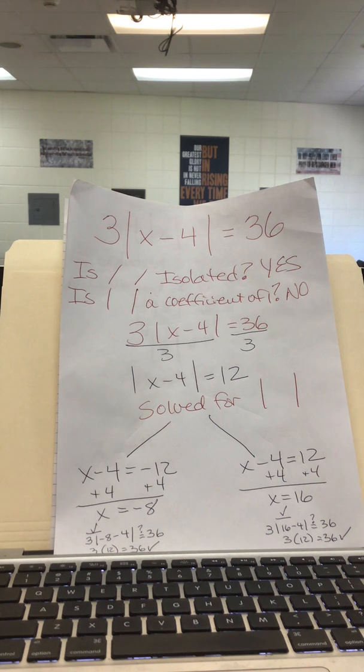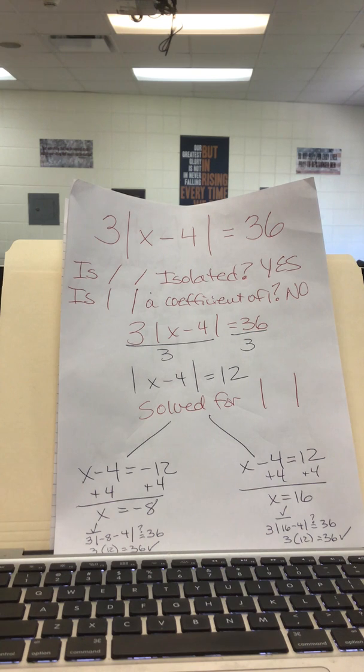So now is where I split and I set up my two scenarios. On the left is my negative scenario. What is inside the absolute value bars, x minus 4, might actually equal negative 12. Or, on the right side, what's inside the absolute value bars, x minus 4, might actually already equal positive 12. So I solve each of these separately. For x minus 4 equals negative 12, I add 4 to both sides, and I get x equals negative 8.